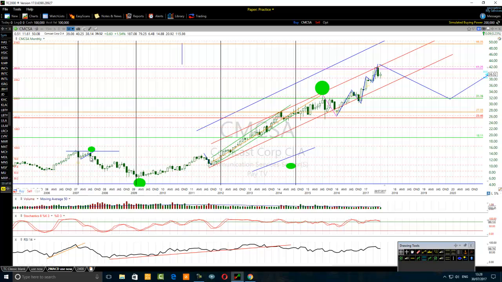Well, if you don't want to wait for that monthly candlestick bar to close, wait at least for one weekly candlestick bar to close below that common center trend line. And then the next step is to implement a top-down trading method.